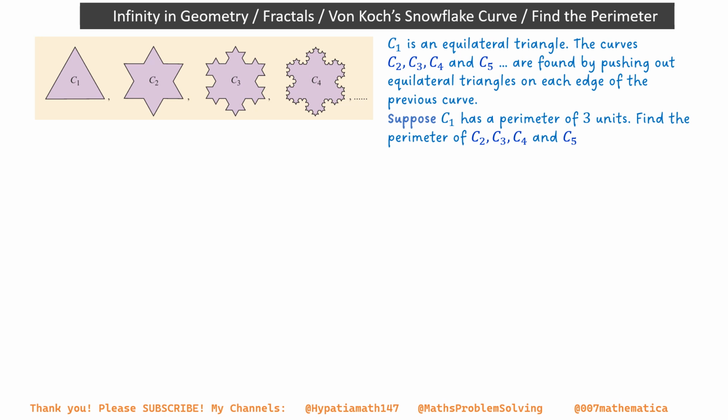So we do this better. If you were to write it down, the length of each side and the perimeter. So we start with C1. We've been given that there are 3 sides, an equilateral triangle. The length of each side is 1.